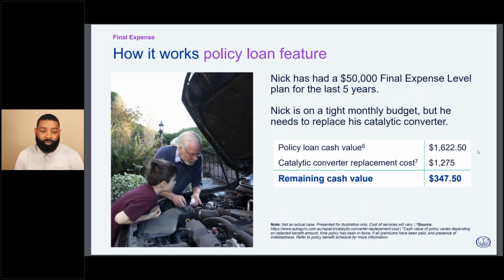Policy loan feature. Nick has a $50,000 final expense level plan for the last 5 years. I don't know why "next" came up.